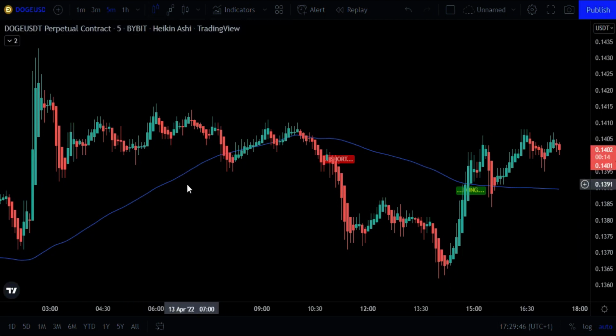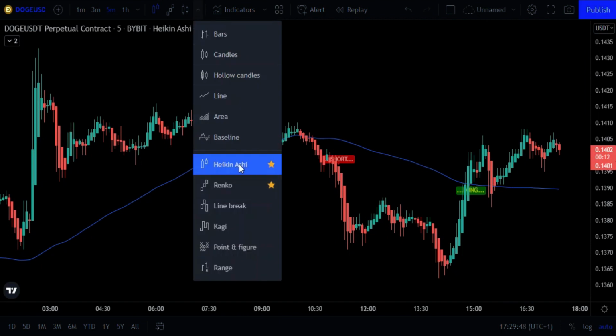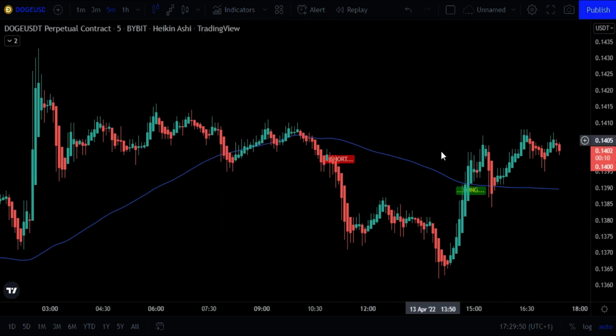In this strategy, it is recommended to use Heikin Ashi candles, as well as you can use Japanese candles. The time frame will be 5 minutes. Also, we can use 1 minute, but it is not recommended.